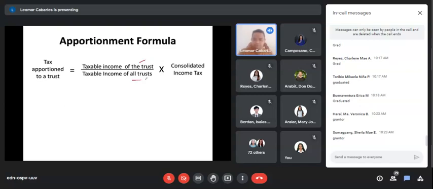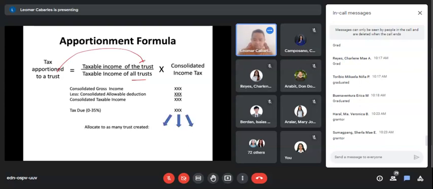Specific trust over all trust. Then the computed consolidated income tax. So that's the portion tax for that trust. Okay. That's the example. No? Para malaman ko may due pa rin siya o wala.